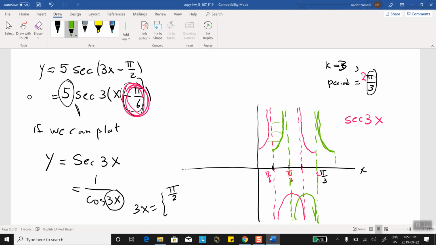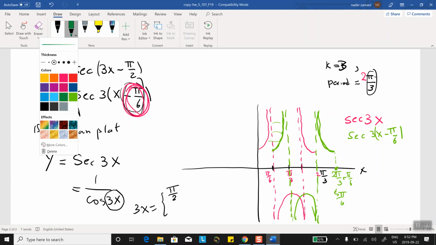So this point, incidentally, is pi over 3 plus pi over 6, which is pi over 2, by the way. Is it pi over 2? Let me see. Oh, sorry. There's a 2 pi over 3 plus that. So 5 pi over 6. This point is 5 pi over 6. So the green one is secant of 3x minus pi over 6. And finally, we want to multiply everything by a factor of 5.